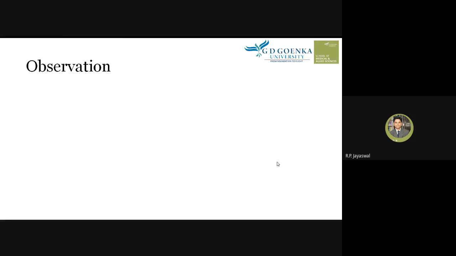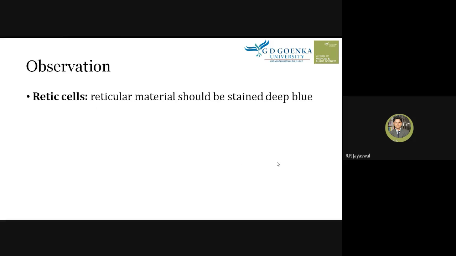So when you observe under the microscope, the retic cells should be stained deep blue. Basically we are talking about the reticular material, the RNA material. They should be stained with the deep blue color, the clusters of deep blue, and it means the cell is a retic cell or reticulocyte. Red cells show no bluish coloration. Okay, so this is the observation.